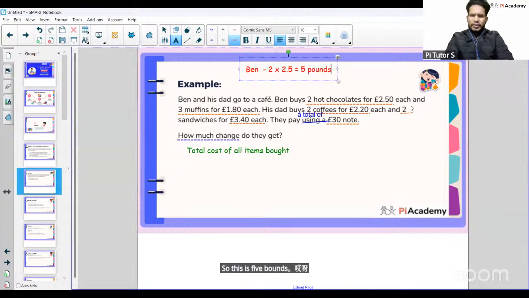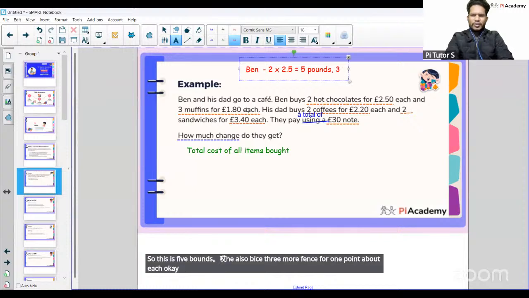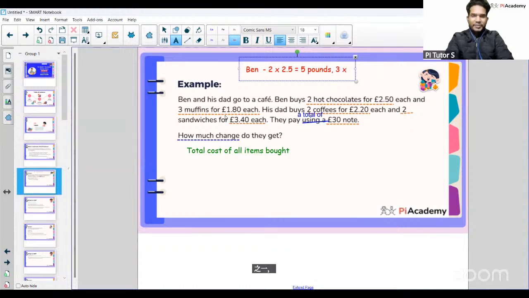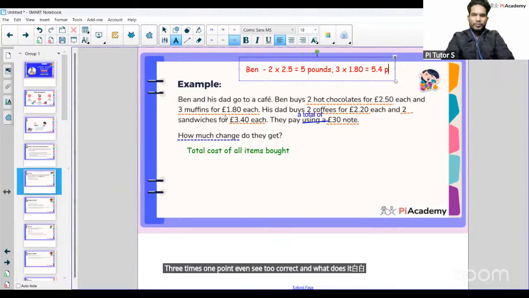And he also buys 3 muffins for 1.8 pounds each. Okay. So what will be the total cost of 3 muffins? 3 times 1.80, correct? And what is it? 5.4 pounds. Okay. Now this is the cost for Ben.